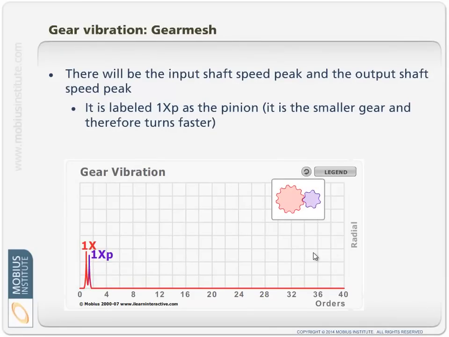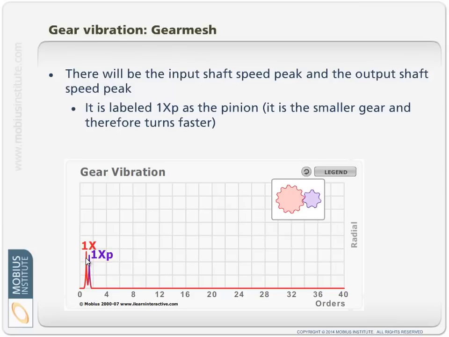So we expect, when we start looking at vibration analysis and we consider the spectrum, we expect there to be some vibration at the turning speed of, well, let's just say one shaft, and we've identified another peak here, which is the turning speed of the other shaft. Now I've called that 1xp pinion. By definition, the pinion is the smaller gear, and therefore that turns faster. So for the sake of this little graph here that we're going to build up over the next few slides, I've just made it a slightly higher speed than the input speed. Now it could be the output speed.